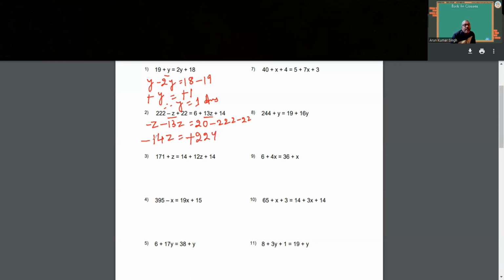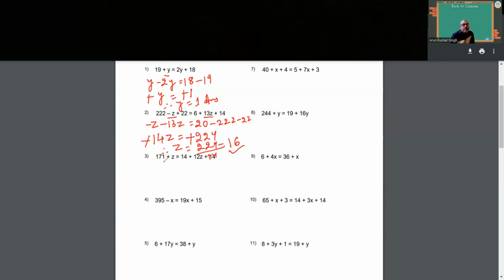So minus minus cancelled, and z will be equal to 224 divided by 14. So 14 ones are 14. And here, so 22 minus 14 is 8, so 8 for 84, so 14 6 84. So 16 is my answer. Let's do the third one.